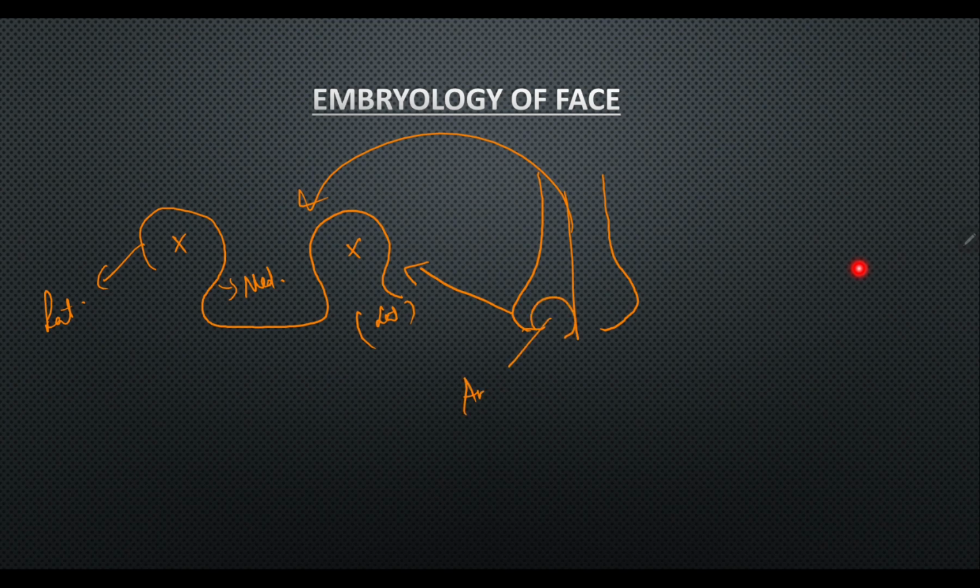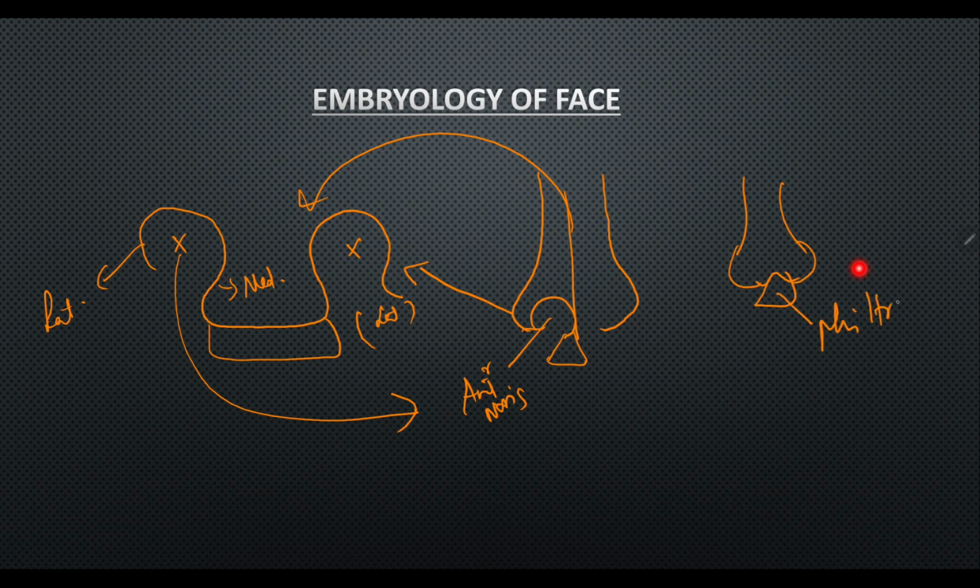Here the anterior nares are going to get formed. But another thing is, there is something called philtrum here. This philtrum is also going to get formed from the frontonasal process. To remember, philtrum is formed from PH, which sounds similar to F. So philtrum is going to form from the frontonasal process.